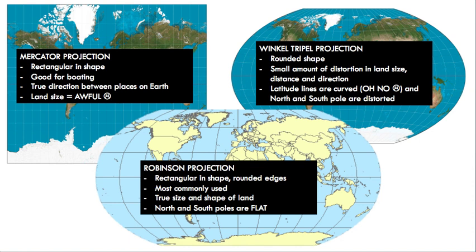And finally, we have the Winkel Tripel projection, which is in your top right corner. This one's rounded in shape. There's a small amount of distortion in land size, distance, and direction, but our latitude lines are curved. Oh no, sad face. And the north and south pole are distorted.